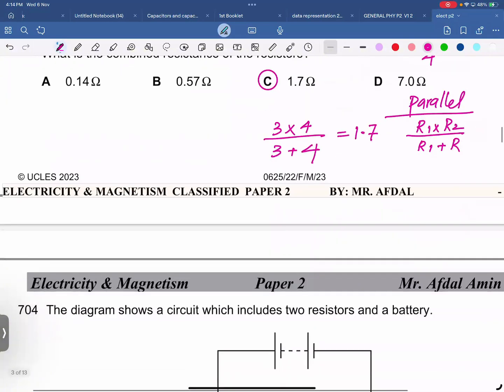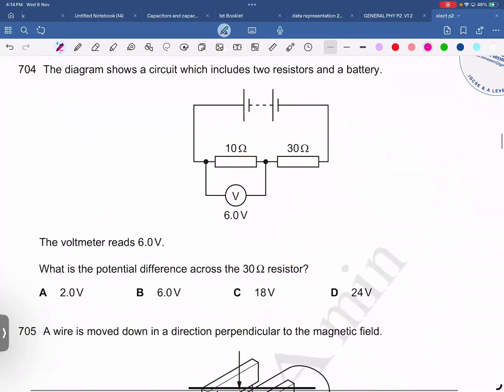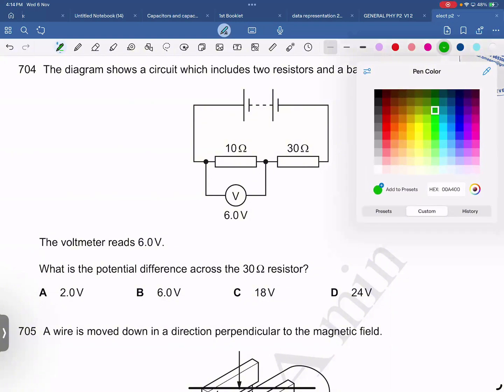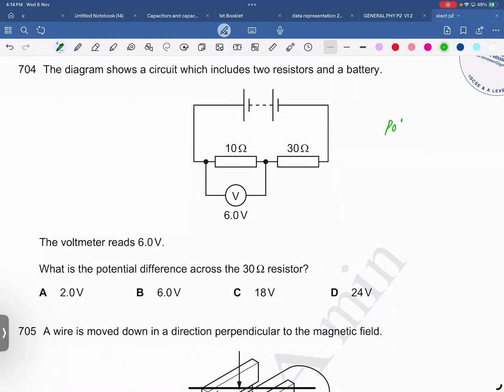Question number 704. The diagram shows a circuit which includes 2 resistors and a battery. The voltmeter reads 6 volts. What is the potential difference across 30 ohms? Dear students, this is called a potential divider circuit. In a potential divider circuit, keep in your mind, voltage share is proportional to resistance. More resistance, more voltage share. Less resistance, less voltage share.